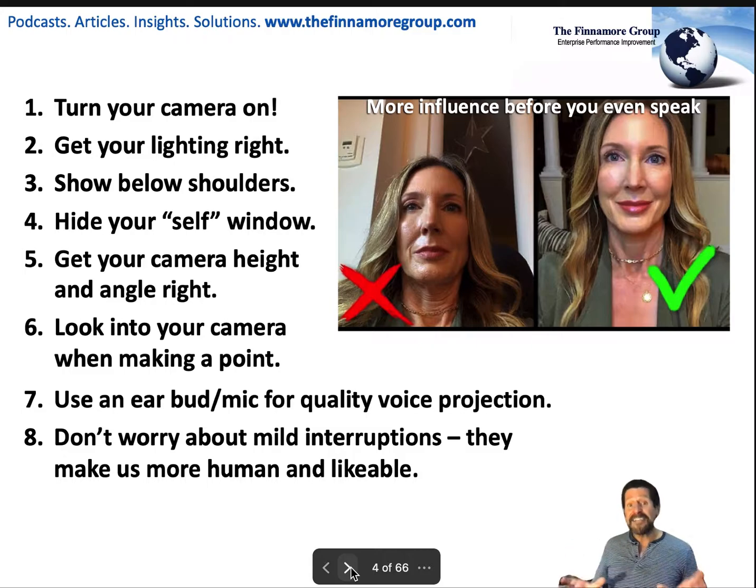Get your camera height and angle right. Your camera needs to be eye level. If it's lower than eye level, you'll be looking down. Sorry, it'll look like this. You ever see people do this? It's no good. It's not a good look and it doesn't give you influence. So put a box under it if you need to, not a problem. And look into your camera when making a point or when showing concern or showing attentiveness.